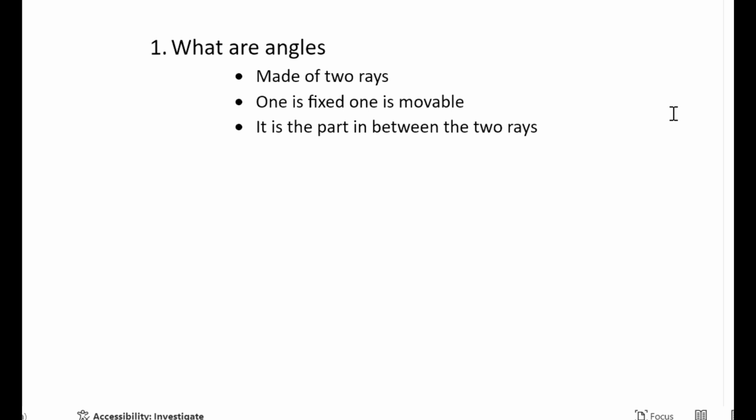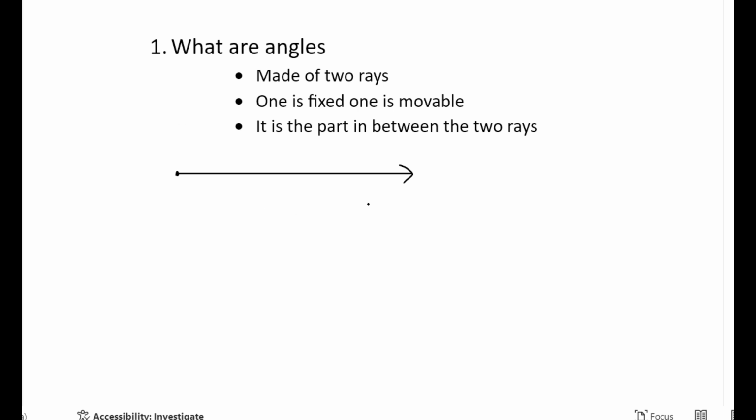Angles are made of two rays, right? So last time we discussed what rays are. Rays are basically a line with an arrow on one end and a point on the other end, right? So this pointed end is the origin of your ray, and the arrow end means it goes on forever. So made of two such figures is an angle, and it's not exactly this figure that you call an angle. The angle is basically what is in between these two rays.